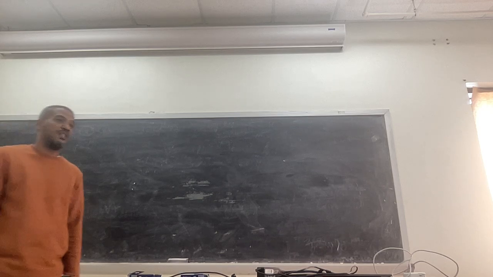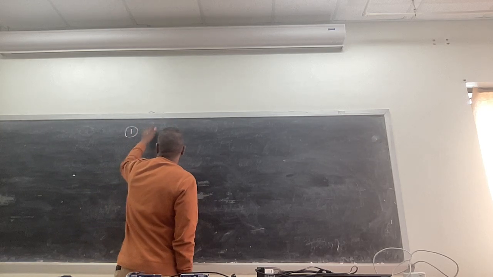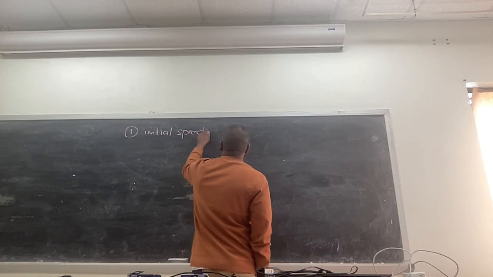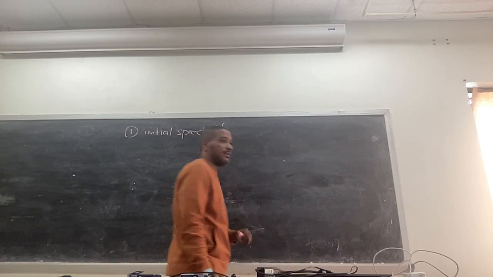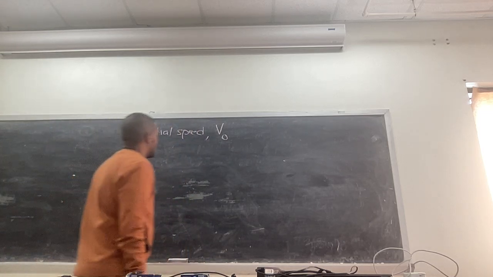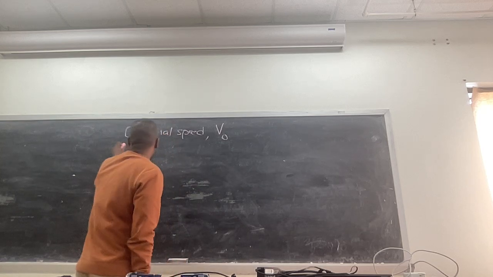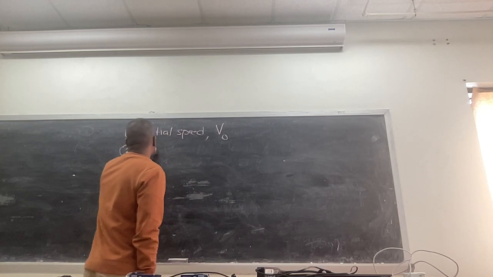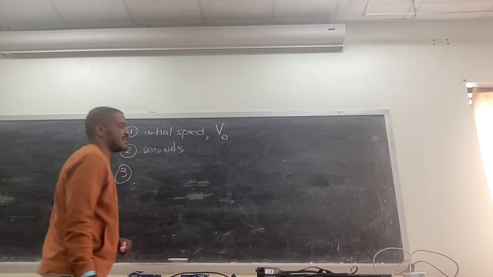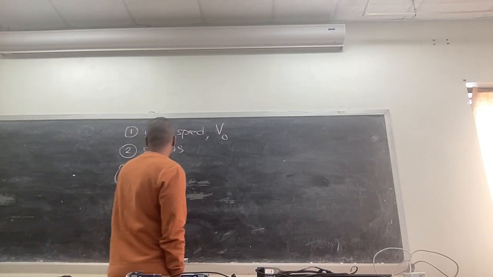So let's go through the problem solving procedure. What are we looking for? Number one, initial speed. We normally indicate that as v sub naught, right? And it's in meters per second. All right, so this time I guess we could draw a diagram. Might make it a little easier.